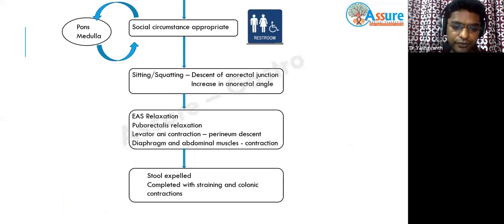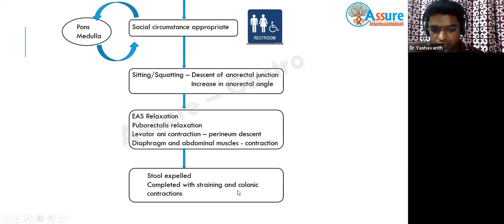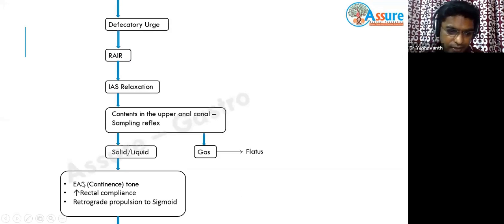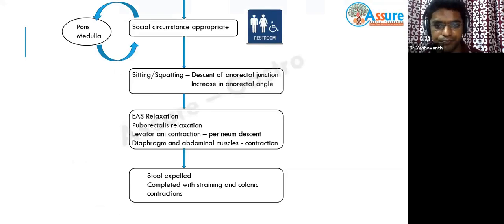Okay. So if there is a situation that you are traveling or you are outside, then there will be an increase in the tone of the external anal sphincter and an increase in rectal compliance, which will cause retrograde propulsion of the contents to the sigmoid colon. Also, indirectly it will have an effect on ileocecal or ileocolonic filling. It delays it, and even delays gastric emptying.